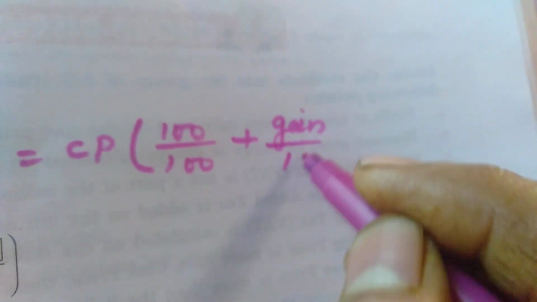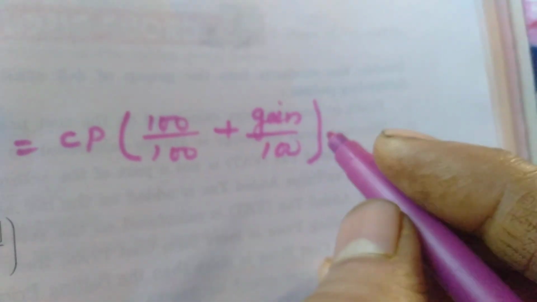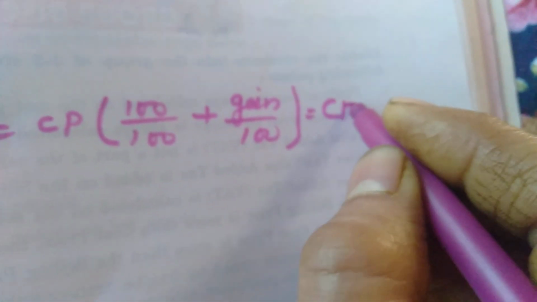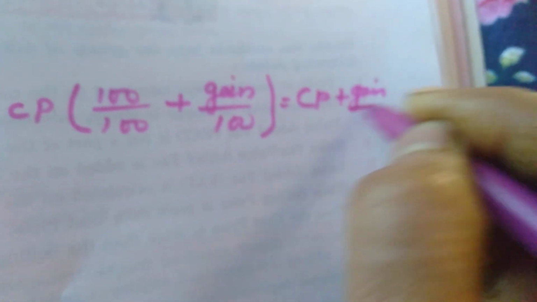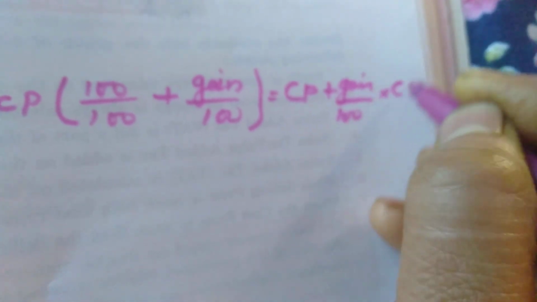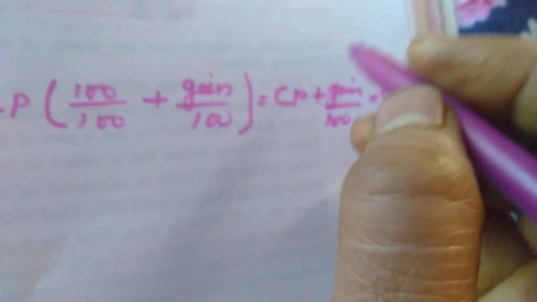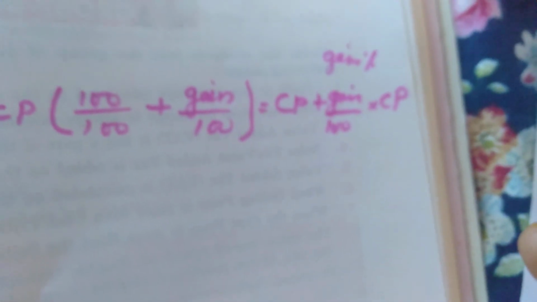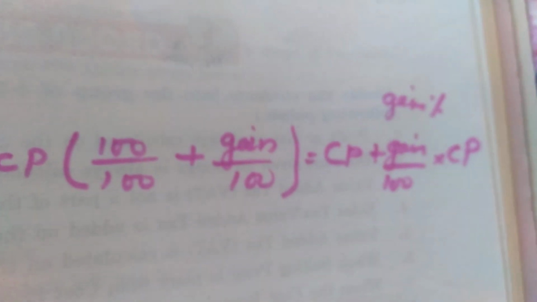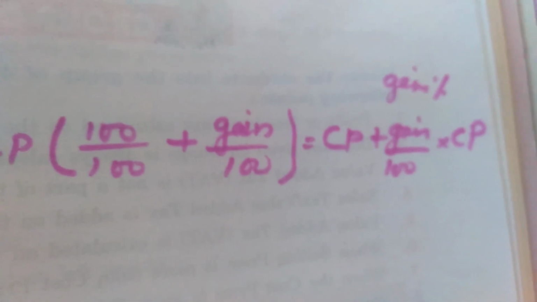gain upon 100. Now this is 1, and when we open it, then this is CP plus gain upon 100 into CP, and this gain upon 100 is gain percent, that is calculated on the CP. So this is how we calculate it.